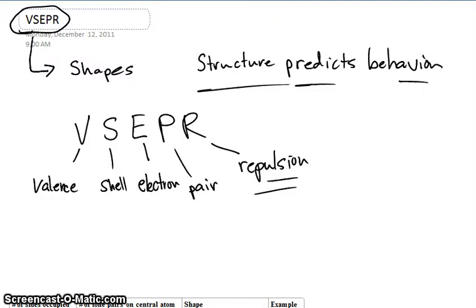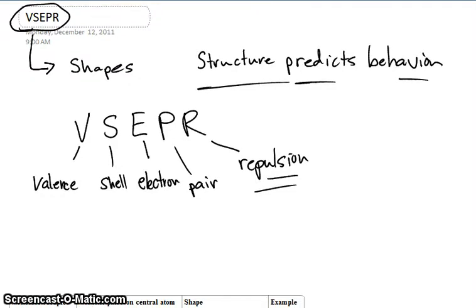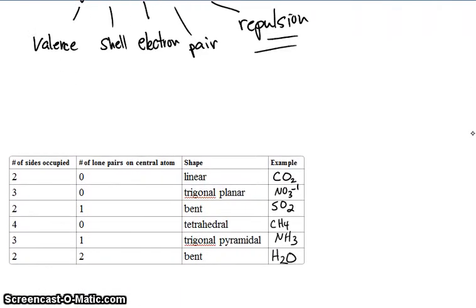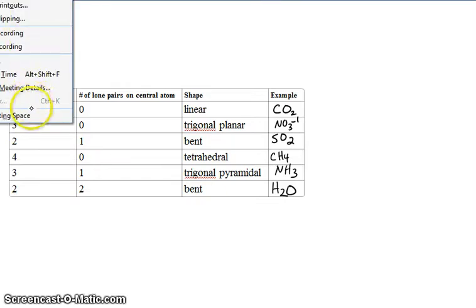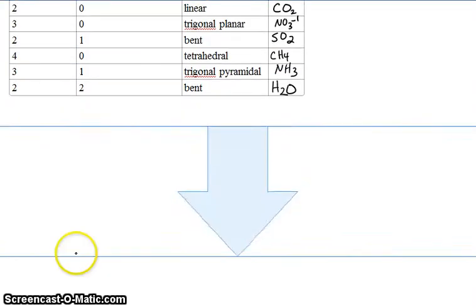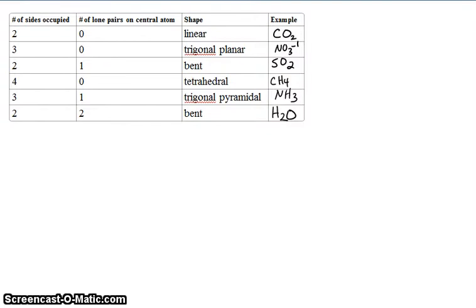Okay, so now that we know what that stands for and that this helps us predict the behavior, what do we do? Well, we need to memorize this little chart. Here it is. Right now, I would recommend you pause the video and copy this chart down. After that, we're going to go through and draw each one, and I'm going to show you how to identify the number of sides occupied and the number of lone pairs on the central atom. So, pause, copy.